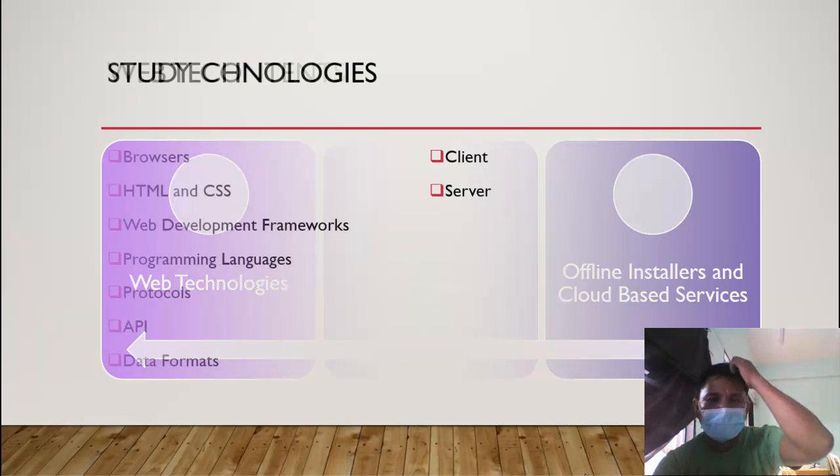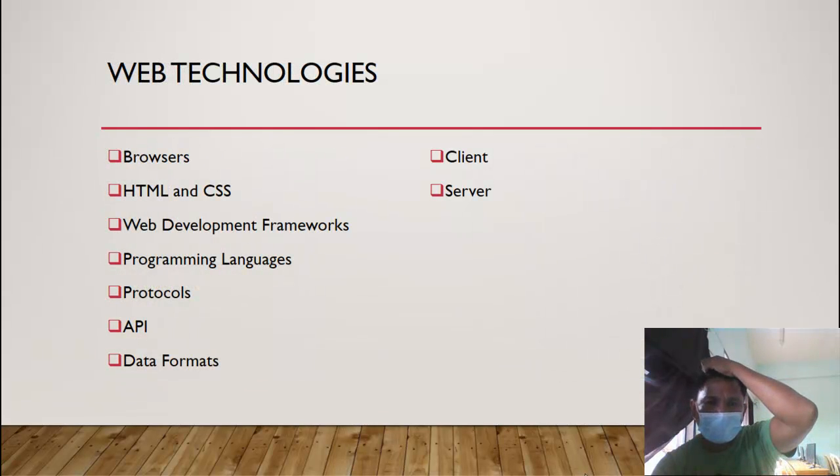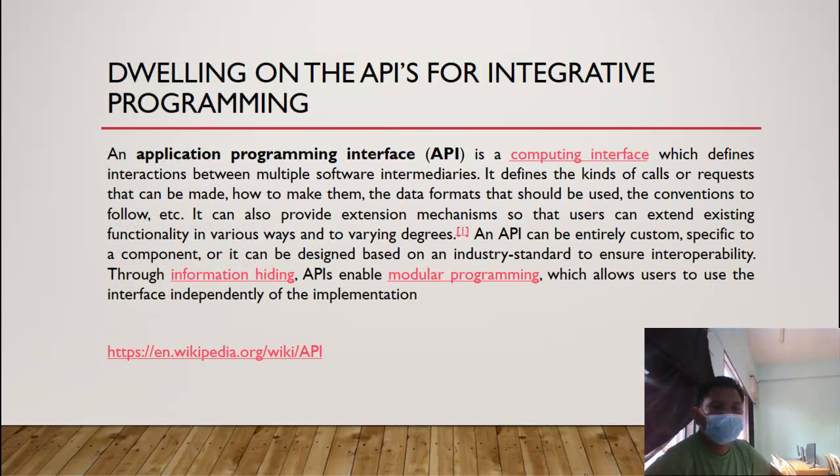Web technologies. 9 technology domains we need to know. 1. Browsers. 2. HTML and CSS. 3. Web development frameworks. 4. Programming languages. 5. Protocols. 6. API. 7. Data formats. 8. Client. 9. Server. Dwelling on the APIs for integrative programming.